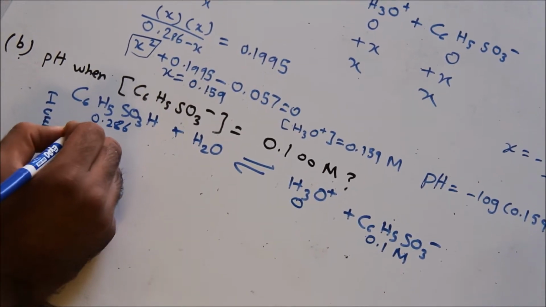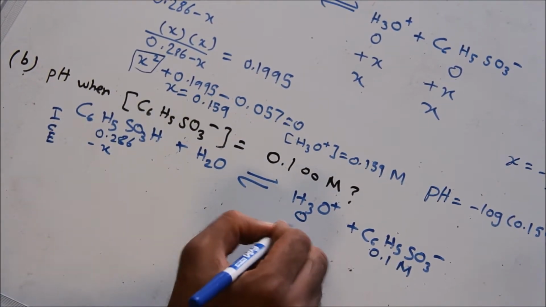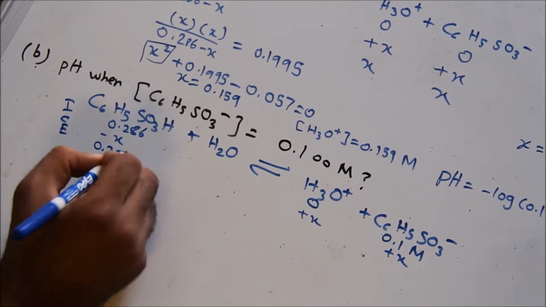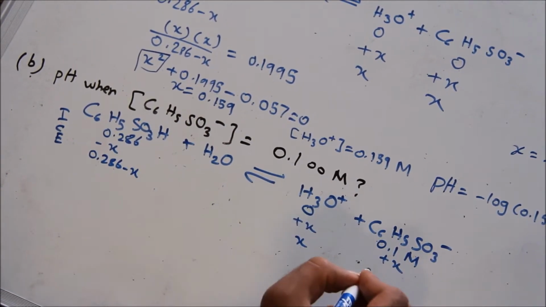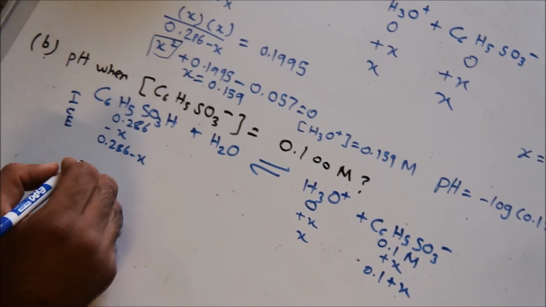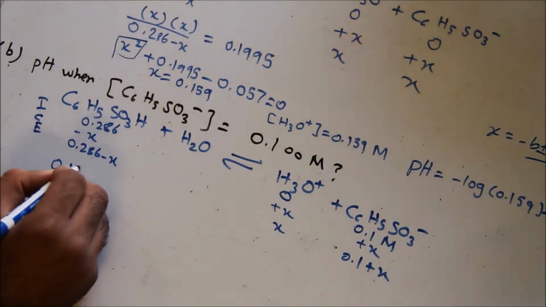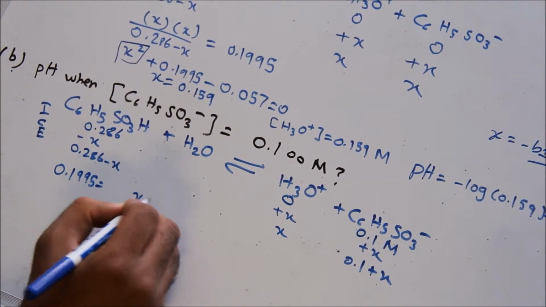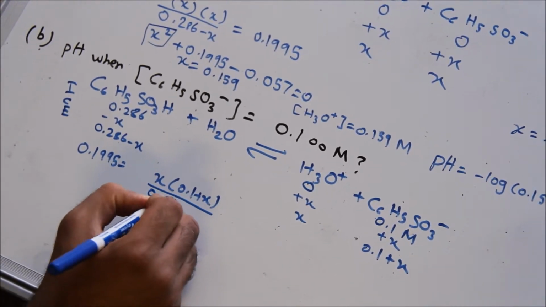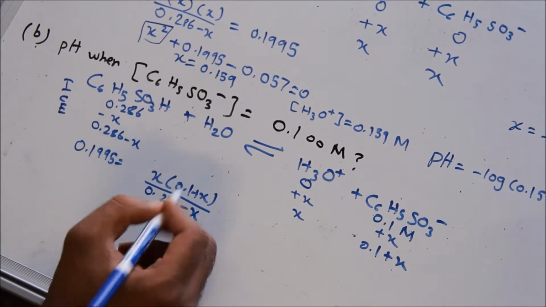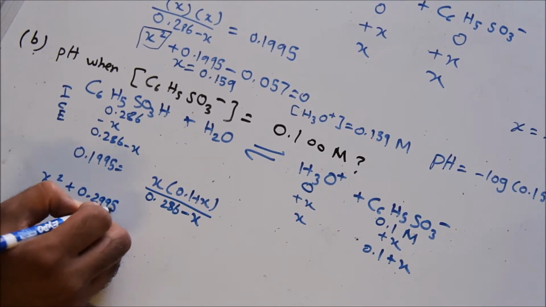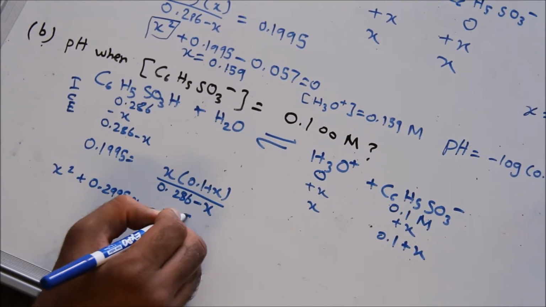Now the change over here, we know it's going to be minus x, over here it's going to be plus x, over here plus x again. And so we have an end concentration of 0.286 minus x, and 0.1 plus x. So just what we did over here, we're going to repeat the same thing. Products over reactants equals Ka, so 0.1995 equals x times 0.1 plus x divided by 0.286 minus x. If we simplify this, we'll get the equation x squared plus 0.2995x minus 0.057 equals 0.